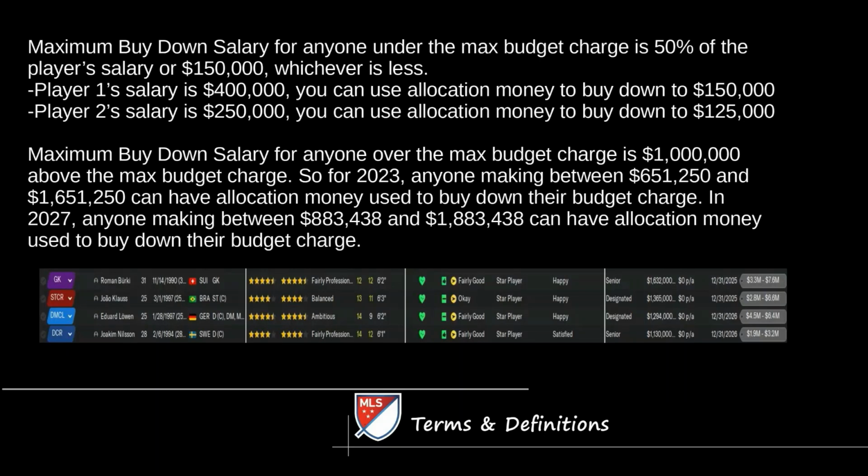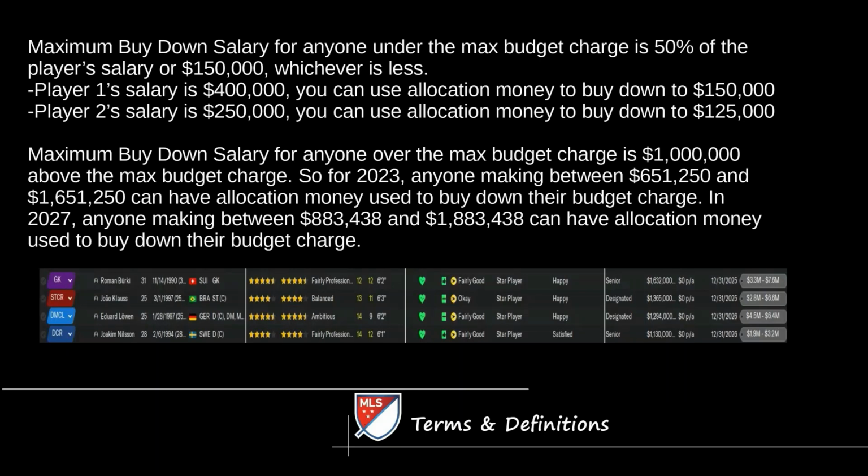Now, this is where it gets really interesting. The maximum buy-down salary for anyone that is over the max budget charge. Remember, the max budget charge, once again, per player is $651,250. Okay? The max salary you can offer for a senior player is $1 million over, and that's why it says here, that's a very important rule to note. And I'm going to explain it by showing you an example of my St. Louis club. When I first took them over, okay, this is what's going on, all right?